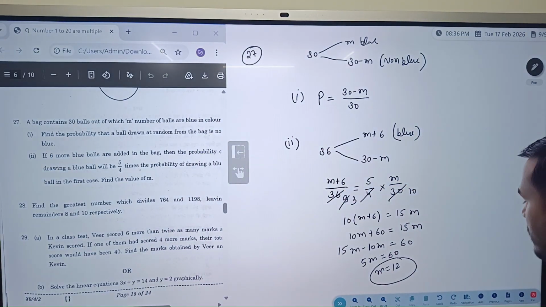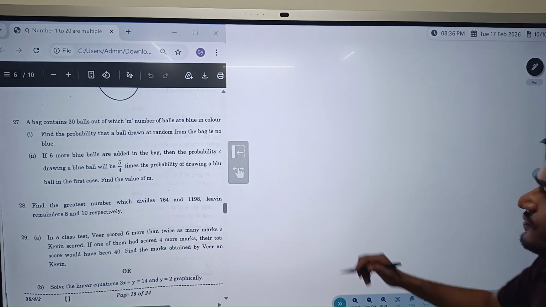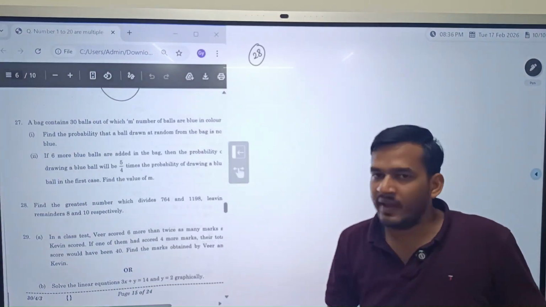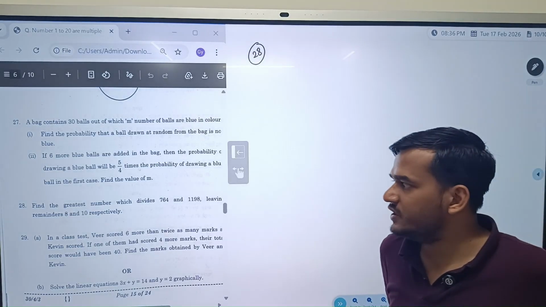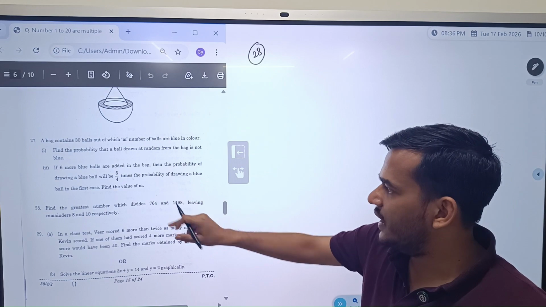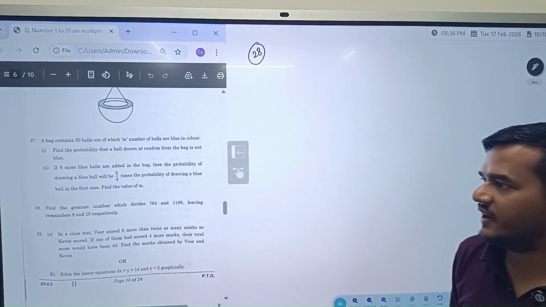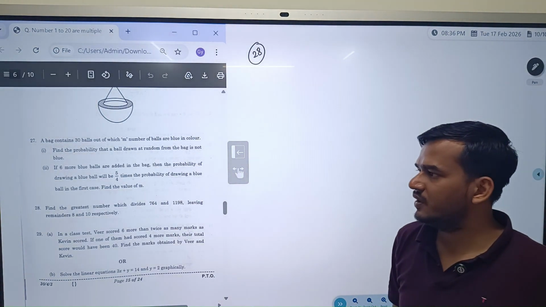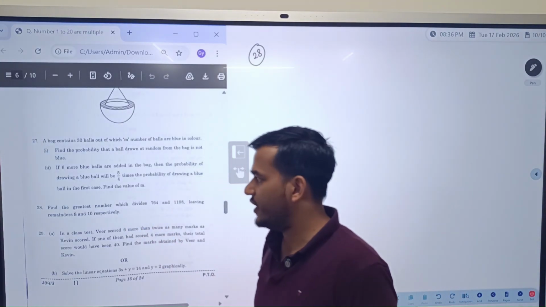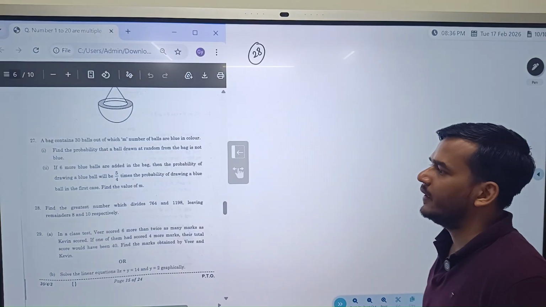Now moving to question number 28. Find the greatest number which divides 764 and 1198, leaving remainder 8 and 10 respectively. So since we have to find the greatest number, this question is related to HCF.